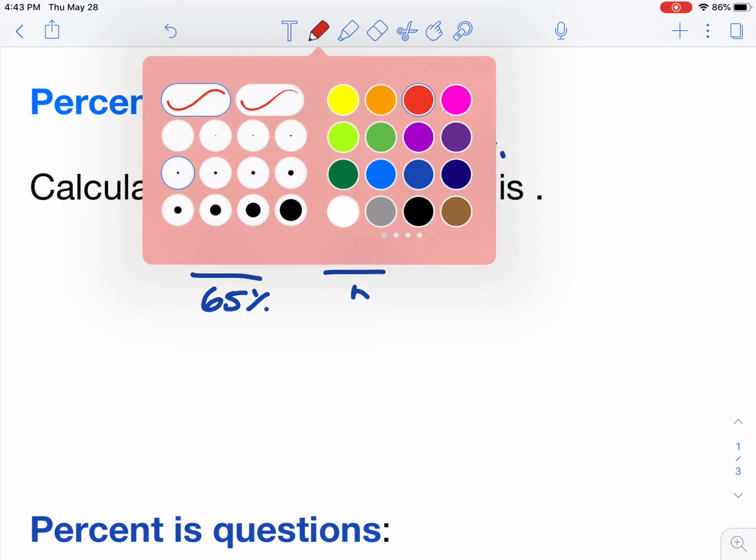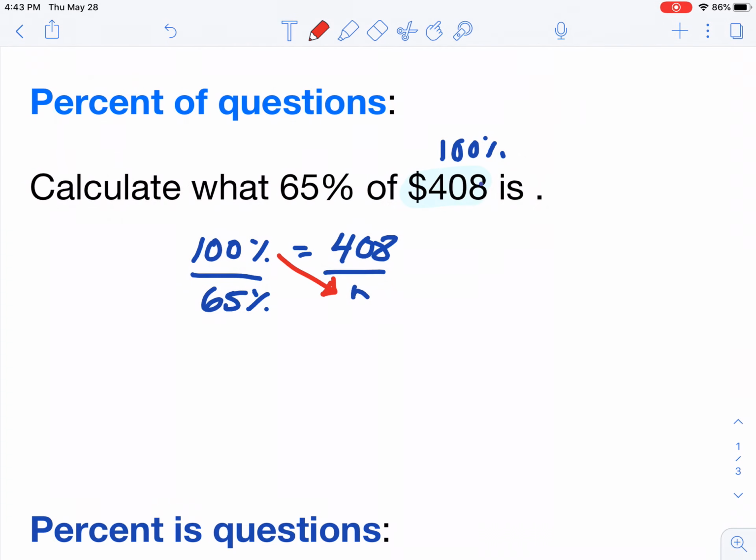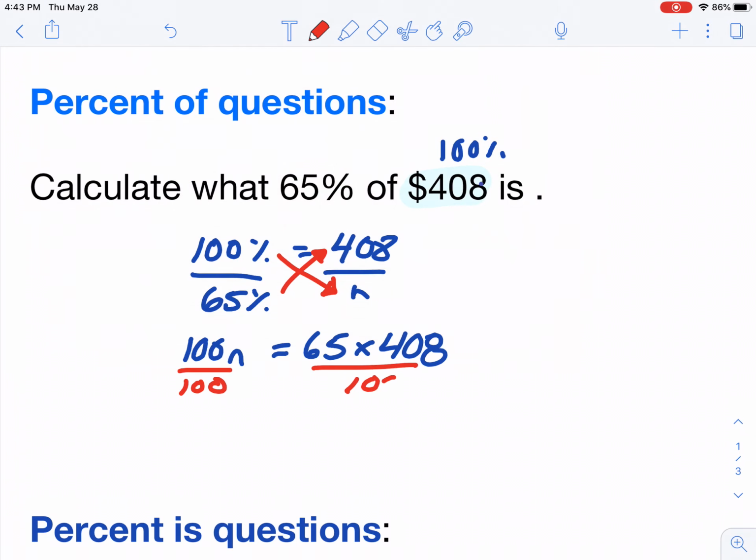So again, I'll just change colors here and match up. I cross multiply. And what I'm looking at, I'll change it back here, 100 times n is 100n, and this bottom one is going to be 65 times 408. So I'm going to end up simply multiplying this through. My next step would be to get rid of this 100, divide by 100, and now I can say that n is equal to 65 times 408 all divided by 100.